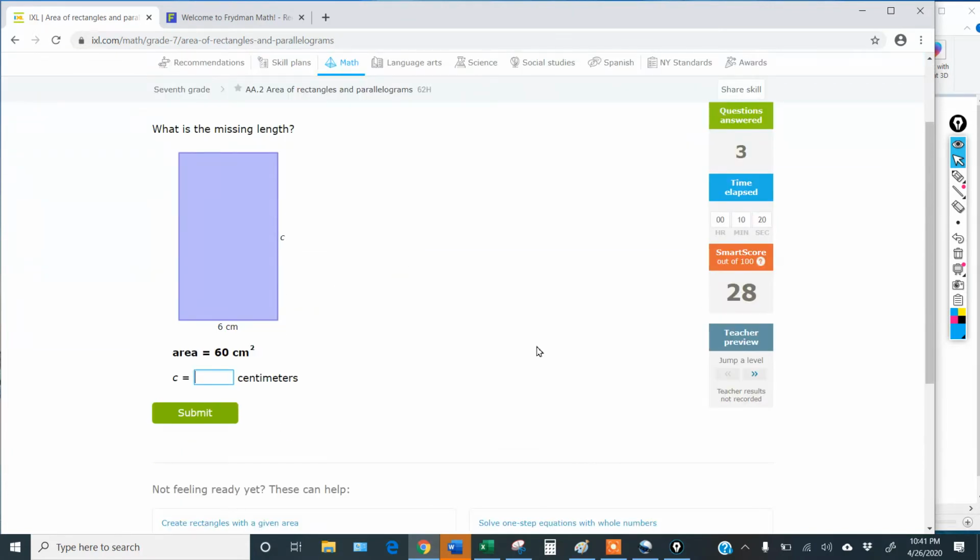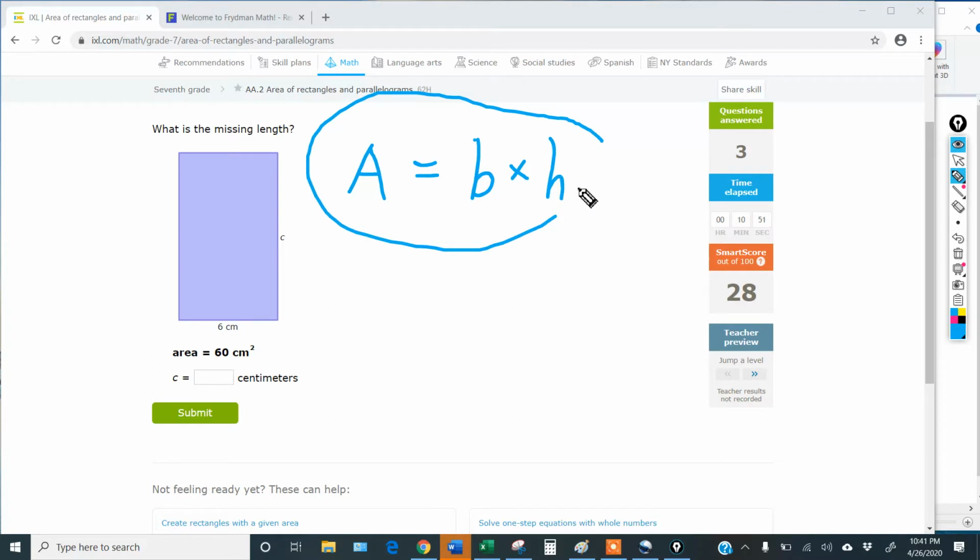Okay, moving right along. What is the missing length? So again, just write out the whole equation. It's not as important to write out the whole equation if they give you the base and the height and you have to find the area. Then you just multiply them. But this time they gave us the area and the base, and we have to find the height. So in this case, it is a little bit more important to actually write the entire equation out with the equal sign here and with the A over here.